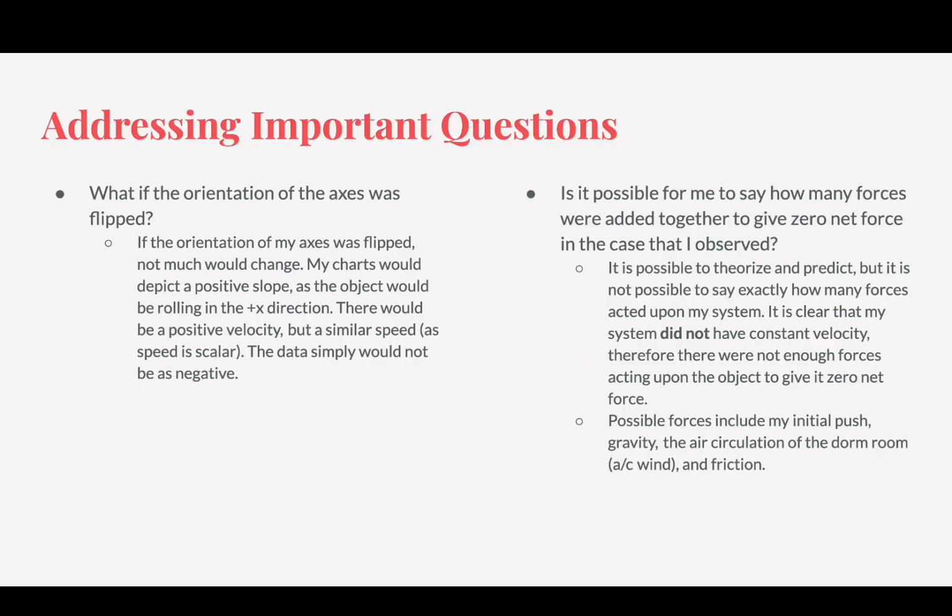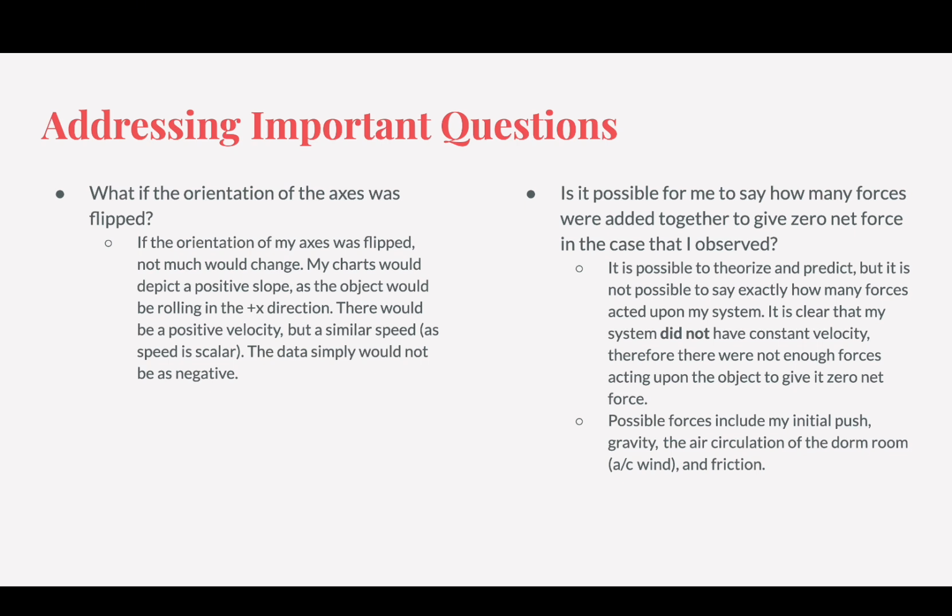Rounding it out, there are two important questions I need to address. What if I flipped my axis? My charts would, instead of depicting a negative slope, depict a positive slope. There would now be a positive velocity, but speed would remain the same, and the distance covered would remain the same.